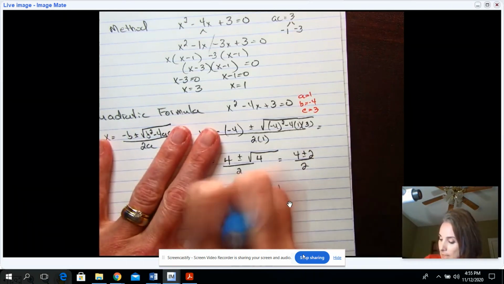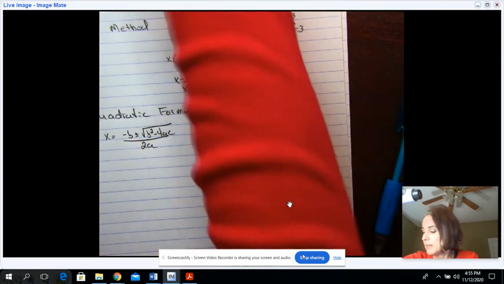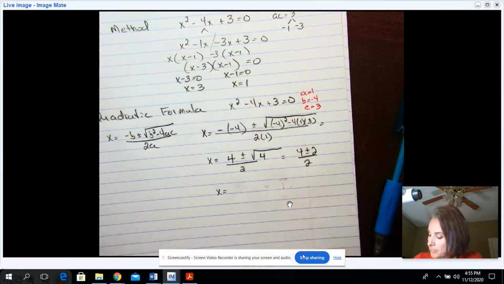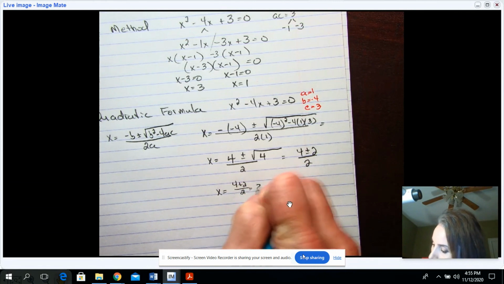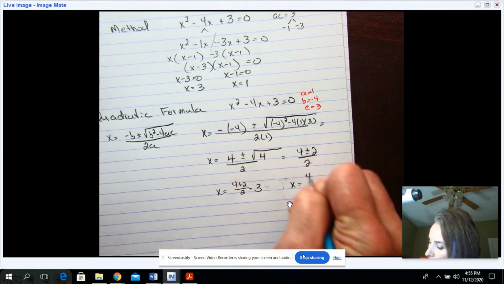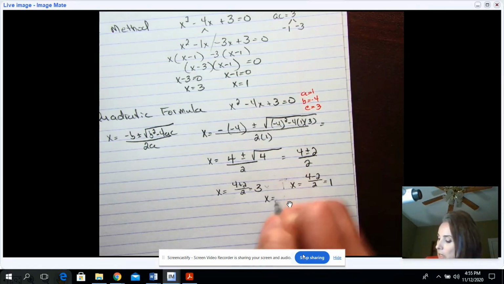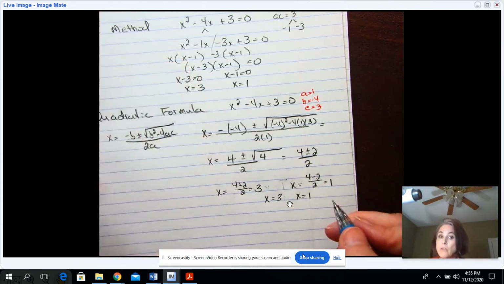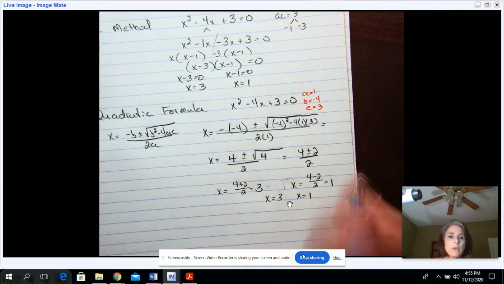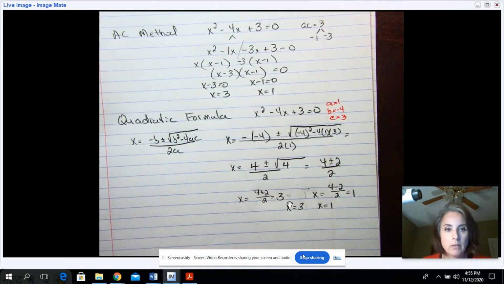All right, well, if you want to see that, I'll show you really quick. You had 4 plus 2 divided by 2. 6 divided by 2 is 3. And then you have 4 minus 2, which is 2. 2 divided by 2, which is 1. So you have those same answers. You have 3 and you have 1. Same answers we got up there. If you can use the AC method, it's the most preferred way, rather than dealing with the radicals down here. But if the AC method won't work, you have to use the quadratic formula.